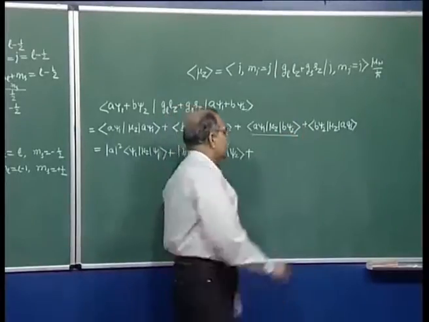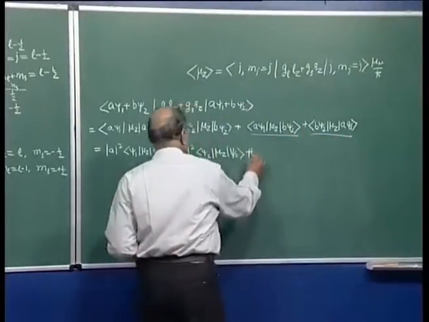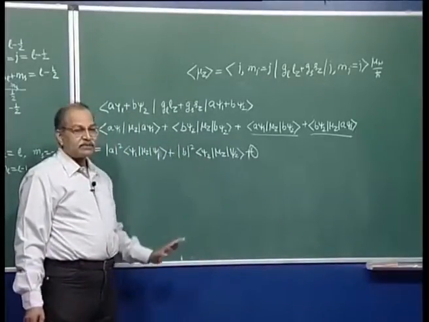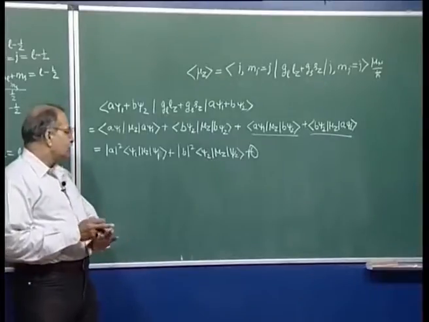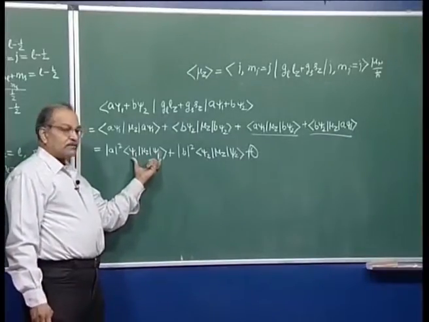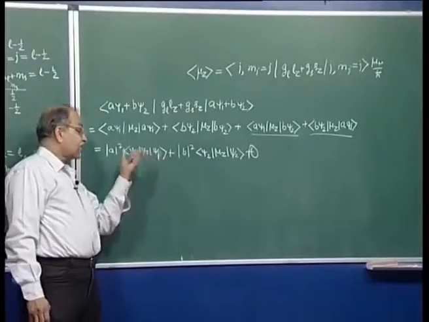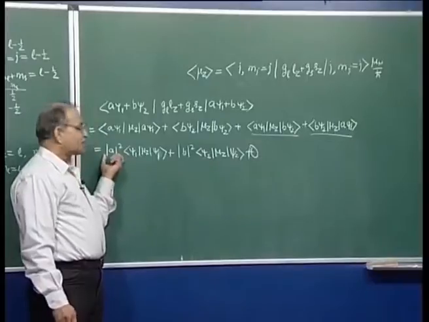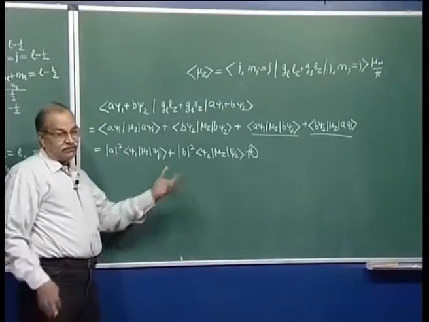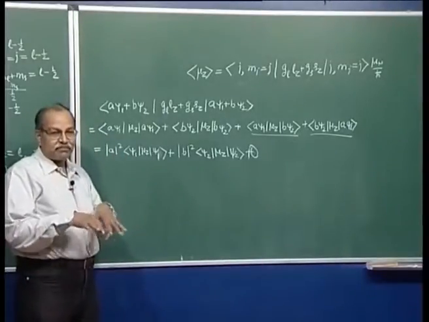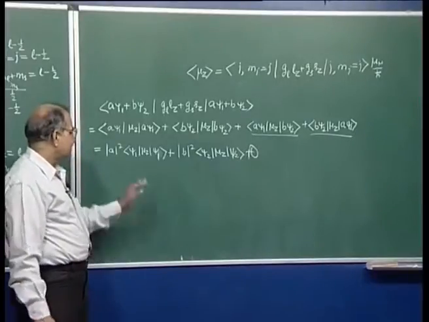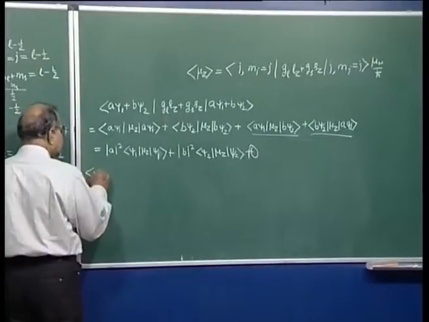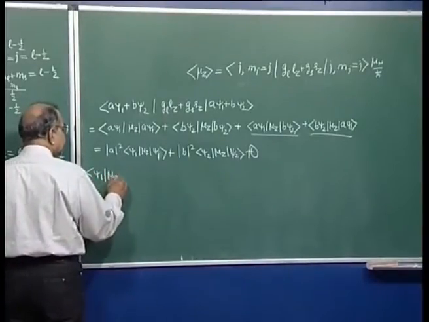So, these cross terms are 0 and hence you have just mod A square times this plus mod B square times this. So, two tasks: one, to evaluate these expectation values in psi 1 and psi 2, and second, to get the values of A and B, in what proportion they have been mixed. So, let us take the easier task first. Psi 1 mu z psi 1, let us calculate this. What is psi 1 mu z psi 1?